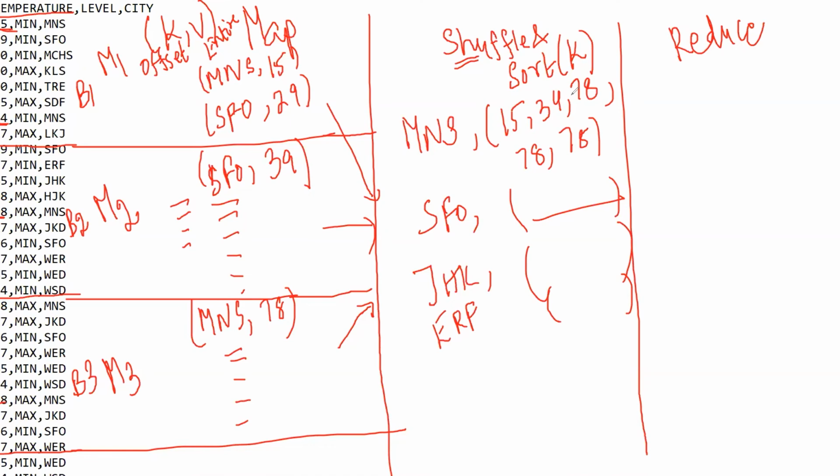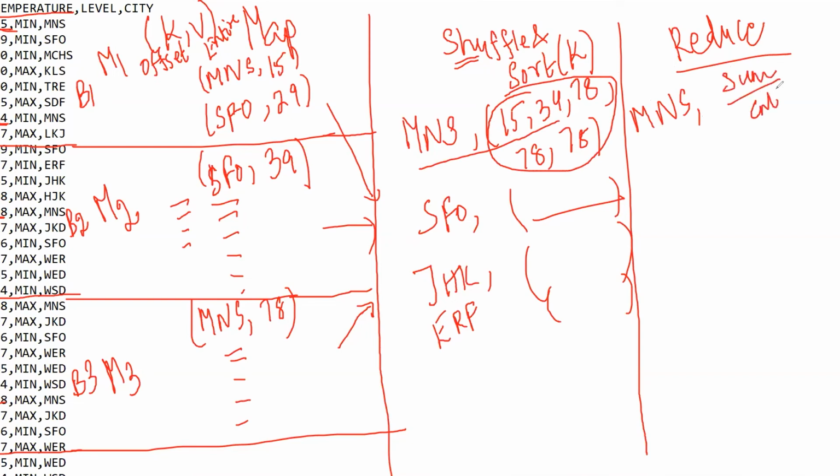Then comes your reduce phase. What is your reduce phase going to do? It will take this key value pair, MNS, and from this whole bunch of iterables, it will apply the logic for my use case. In this case, it's a simple average. So it will add all of them, sum them up, and divide by my count so that I get an average. I'm just taking some random average here. It could be somewhere around 40. Okay, I'm writing it as 40.